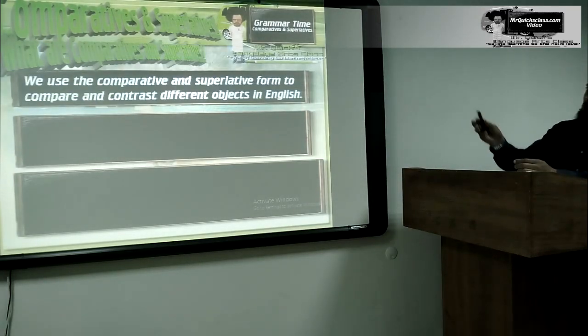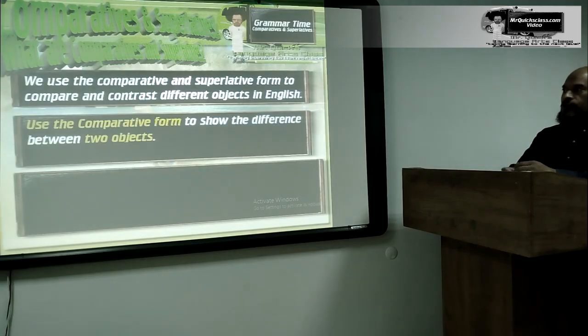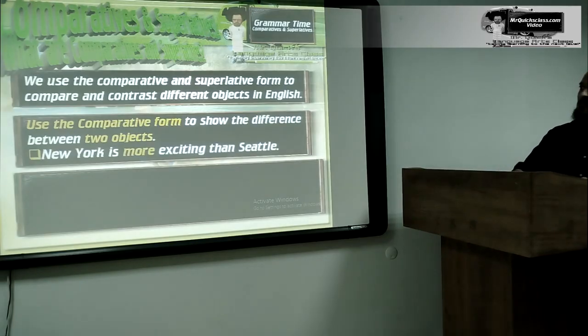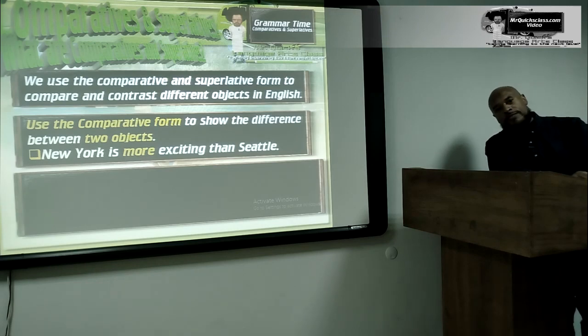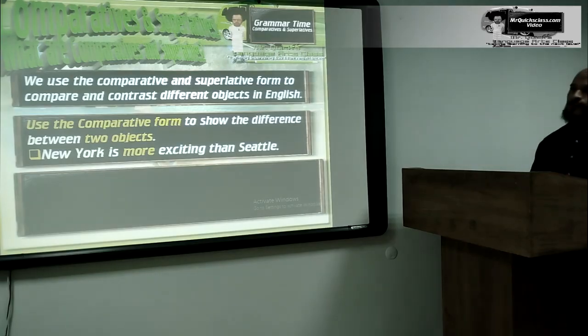we use the comparative and superlative forms to compare and contrast things in English. We use the comparative form to show the difference between two objects. For instance, New York is more exciting than Seattle. I guess that's what they say. But when comparing these two cities, of course, we used "more exciting," letting us know that one city is "ister" than the other.